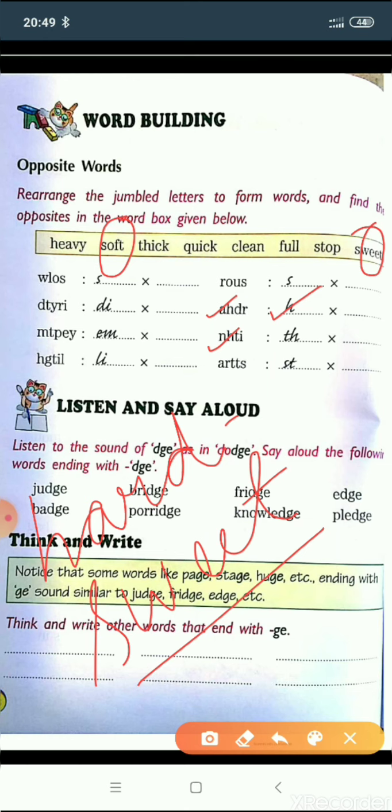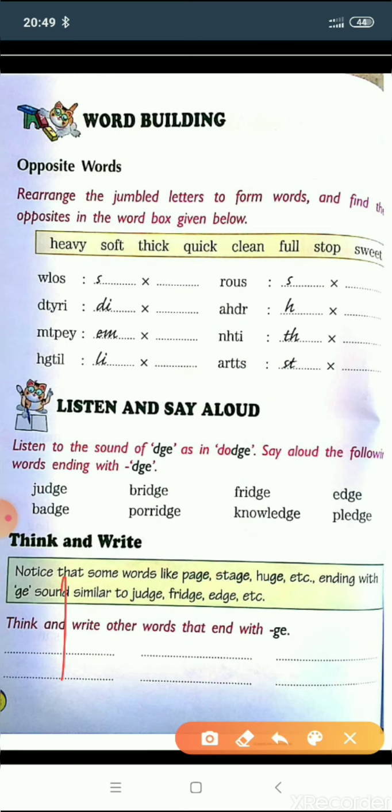Let's rearrange it and it will be thin. Sorry, the word is thin and its opposite is thick. Thin, thick. And the last word is ARTS and it should start with ST. So the word is start, and its opposite is stop. Start, stop.